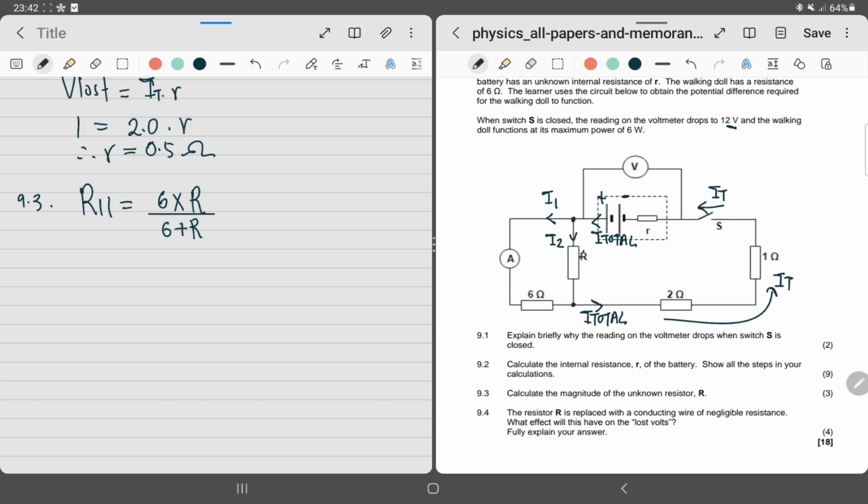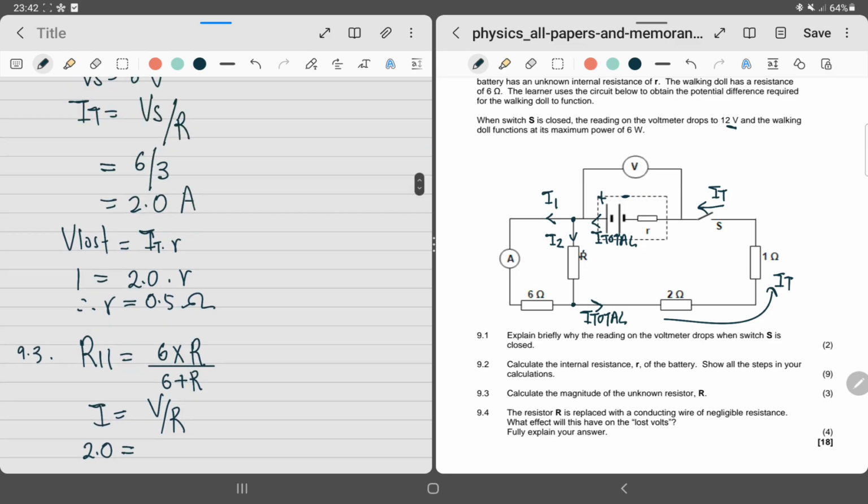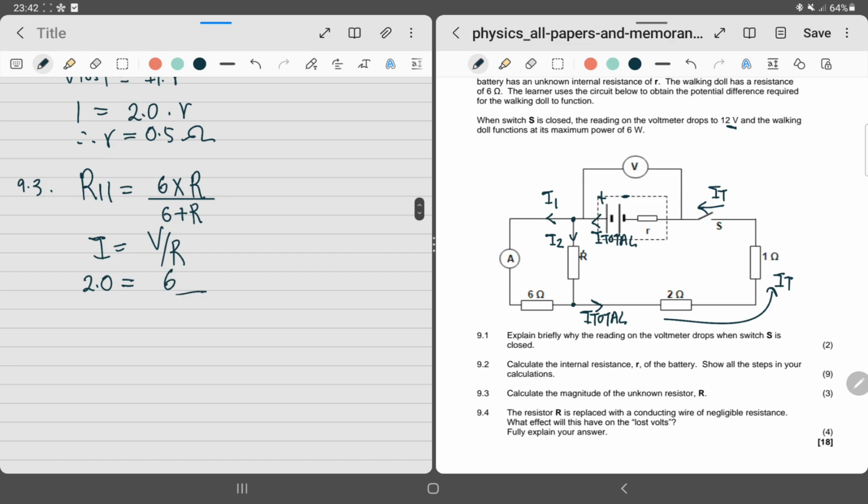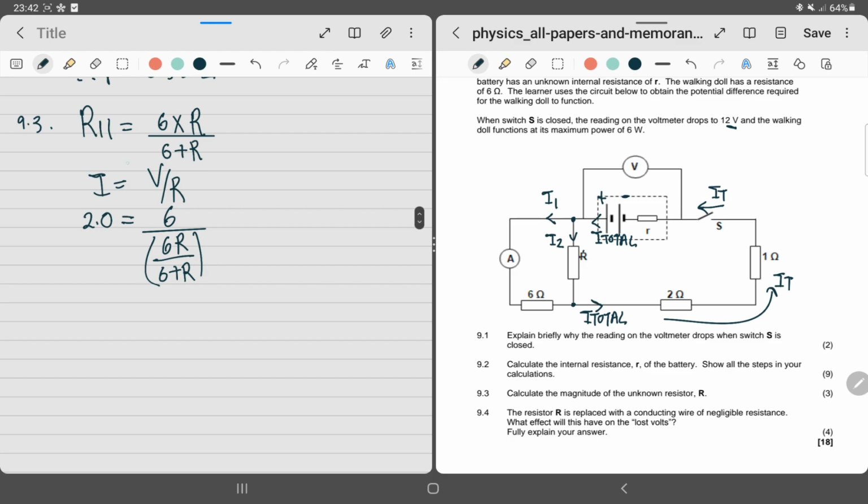So this is going to be I equals V all over R. The total current should be 2, and then V parallel I've already calculated, and it was 6. So I know that this will be a 6, and then the resistance will be 6R all over 6 plus R. So this is 12R over 36 plus 6R, which should be equals to 6 ohms.